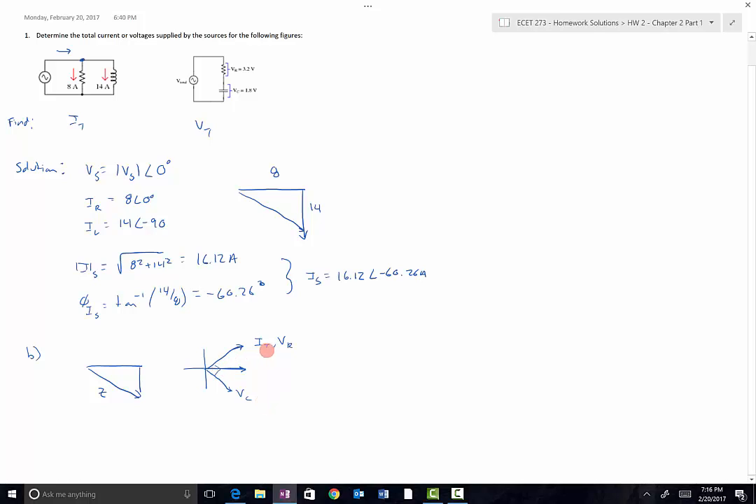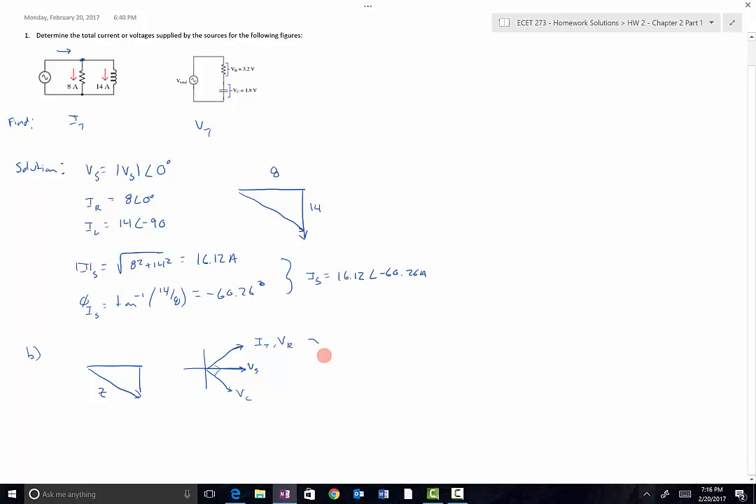So the current through the resistor and the voltage across the resistor are in phase. The current through the capacitor and the voltage across the capacitor are 90 degrees out of phase, with the current leading the voltage. ICE. I didn't write it, but that's Vs. So that's the phasor diagram for that.